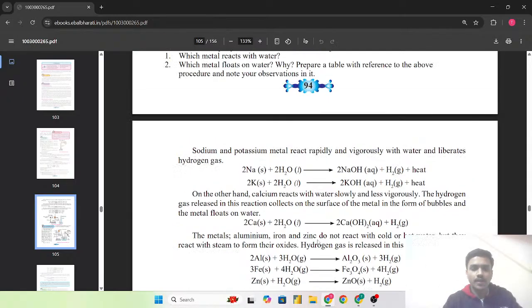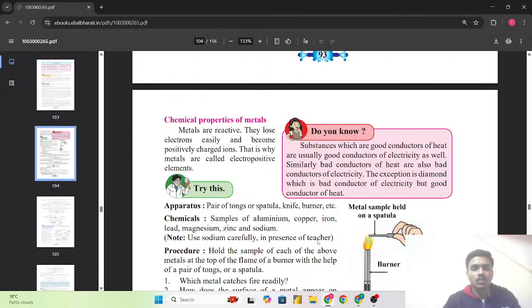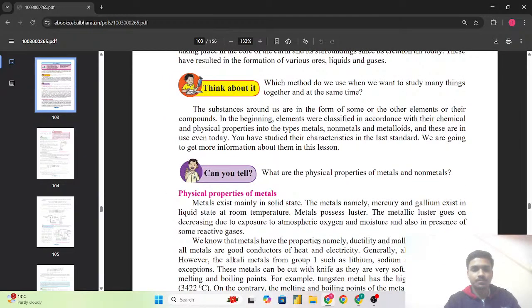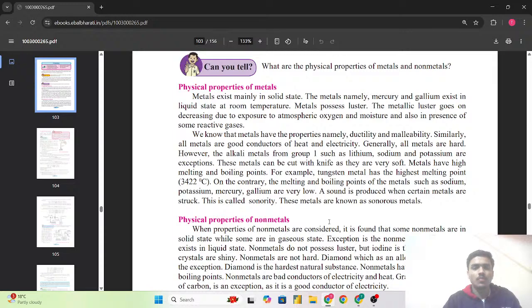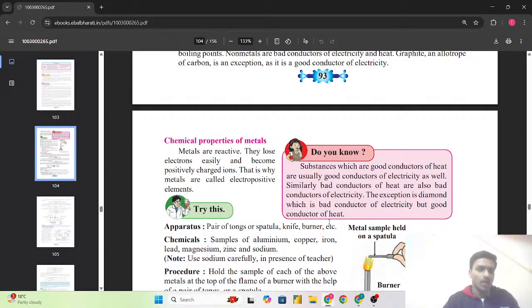So let's get started. We are seeing chapter number 8, that is metallurgy, which covers the physical properties of metals and the physical properties of non-metals. Also, we have seen about the chemical properties of the metals.